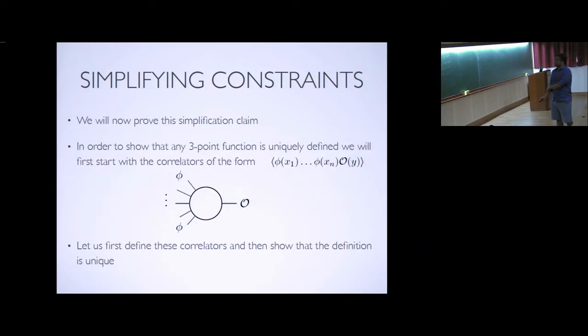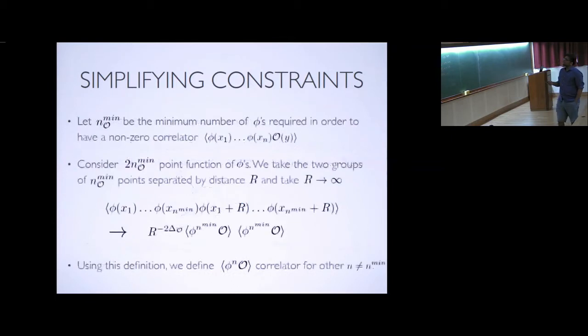Okay. So now let me first define that particular correlator where n is equal to n minimum. And in order to define that correlator with just n minimum insertions of phi, I will start with a correlation function of phi, which is a 2 times n minimum point function.